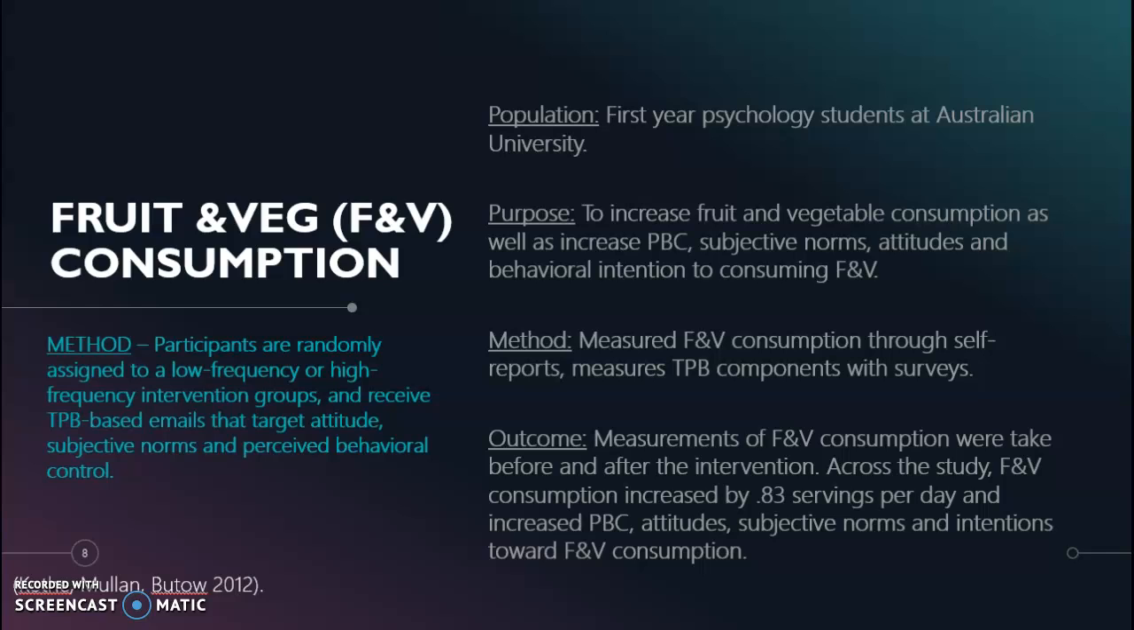Intervention participants were randomly assigned to either low-frequency or high-frequency intervention groups. Participants would receive theory of planned behavior-based emails that targeted the reader's attitudes, subjective norms, and perceived behavioral control. The intervention used self-reports of fruit and vegetable consumption both before and after the intervention, as well as surveys to measure the theoretical components: attitude, subjective norms, and behavioral intention.